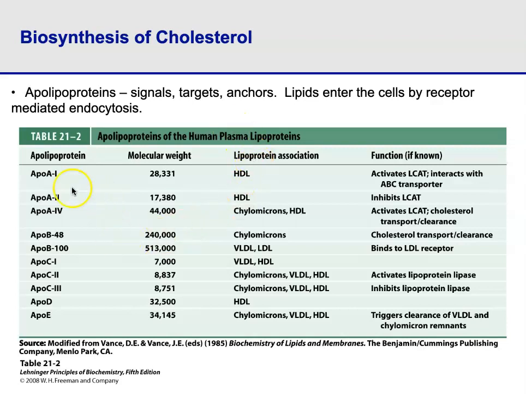If you have mutations in these molecules, the lipoproteins can no longer function properly, and people that have faulty or changed apolipoproteins have so-called familial atherosclerosis or familial hypercholesterolemia, where you have very high cholesterol in the blood, even though your diet is not rich in cholesterol. And that is because there is a problem with the offload of cholesterol from the lipoproteins.